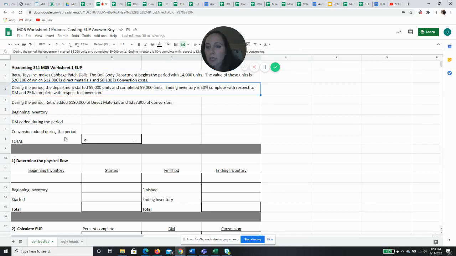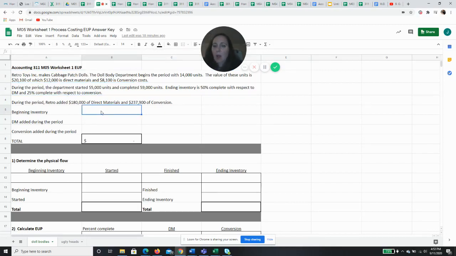So before we get started with step one, we're just going to add up our costs up here, so we'll have them for later. So our beginning inventory, and this up here is costs, okay, let's see, we begin with 14,000 units and the value is 20,100. So our beginning inventory is 20,100.